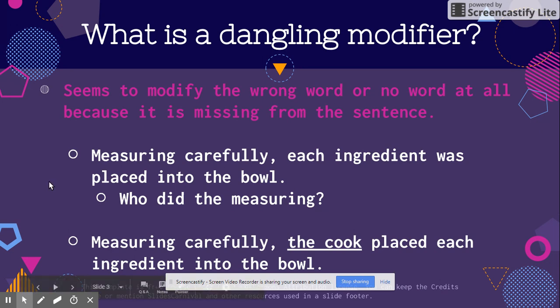So in this example here, measuring carefully, each ingredient was placed into the bowl. Okay, who did the measuring? In this sentence, it does not say. So this one is a dangling modifier. Measuring carefully is not modifying anything, so it's dangling. It's not associated with any one specific thing or person. So to fix it, you would say, measuring carefully, the cook placed each ingredient into the bowl. So now measuring carefully is telling us that the cook is the one who's measuring. That's what it's modifying. So that is a corrected sentence.